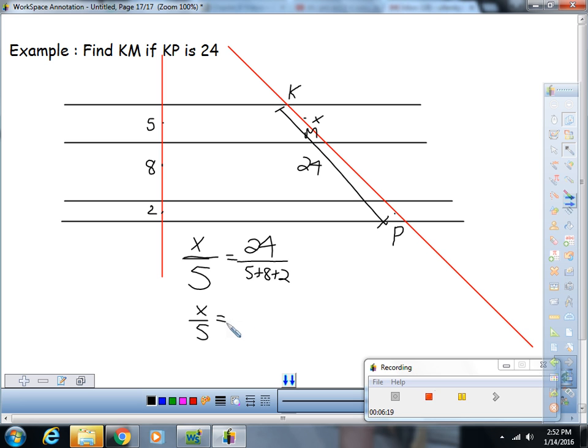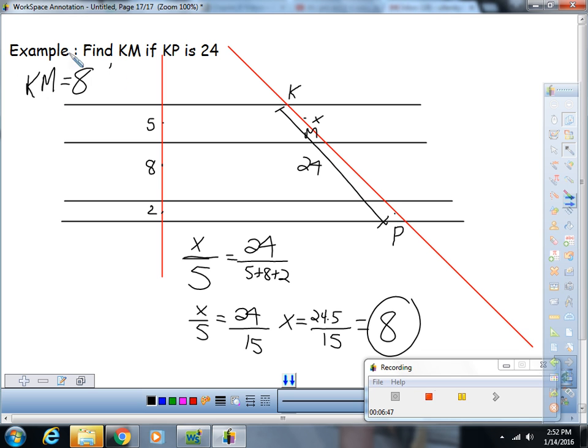So x is to 5, like 24 is to 15. So x is 24 times 5 divided by 15. And I believe that should be 24 times the third. That should be 8. So KM equals 8. Boom!